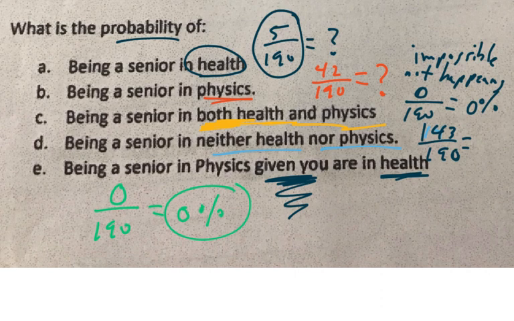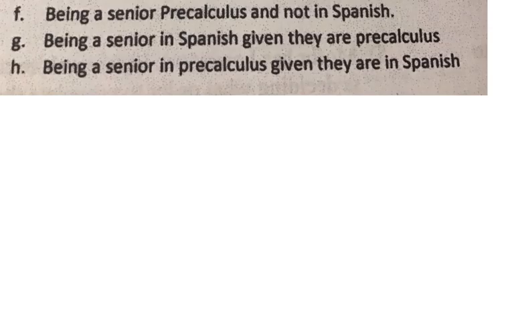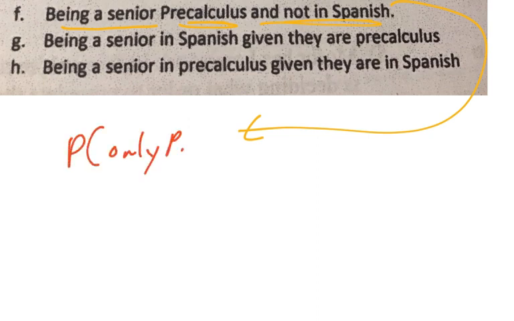Now, I wanted to also follow up on yesterday a little bit on the first half of this worksheet. And here we go. I wanted to answer the last 3 questions just in case you were zoning out at the time. So, being a senior in pre-calculus and not in Spanish. I want to make sure it's very clear. This is another way of saying the probability of them only being in pre-calculus, right? They can't be in Spanish at all.